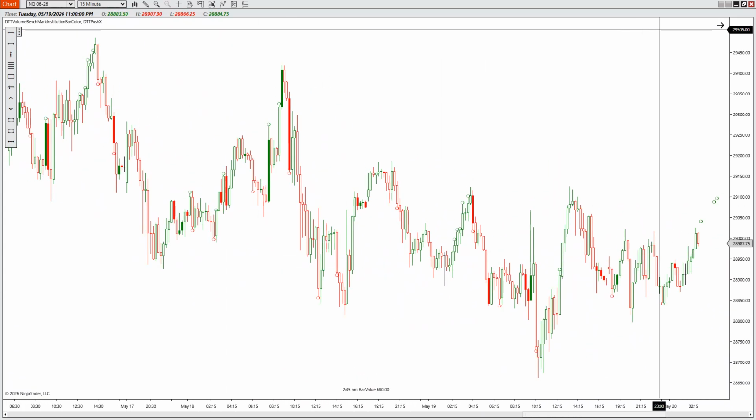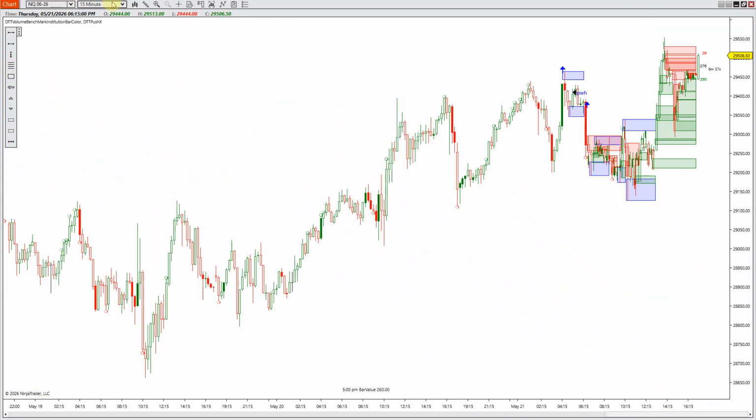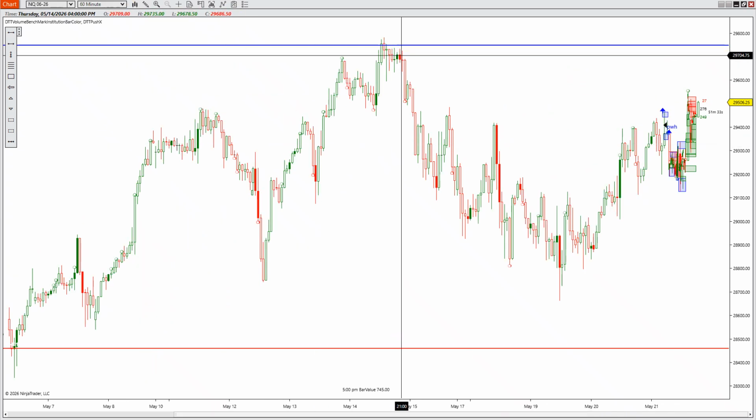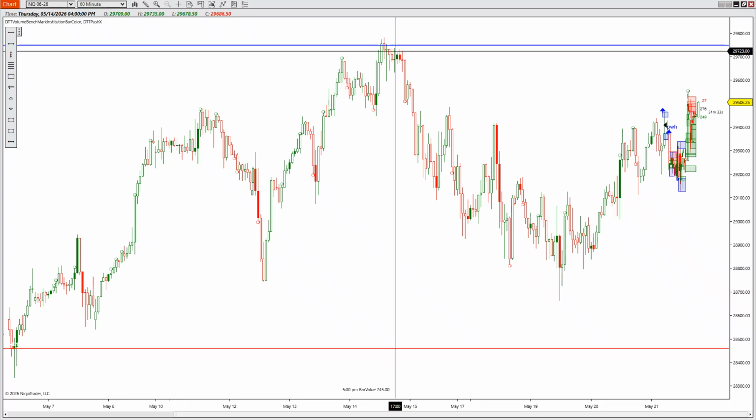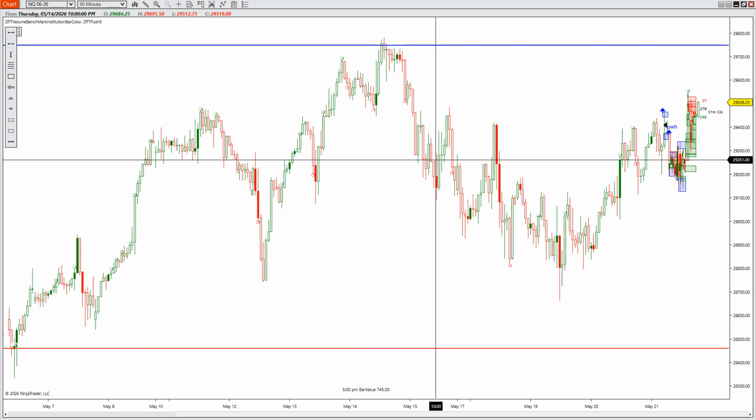All right, so that's the 15-minute here. Let's go up to the hourly. All right, kind of same thing. Here they are under the high. That green bar is under the high. Blew past it. They're gone.